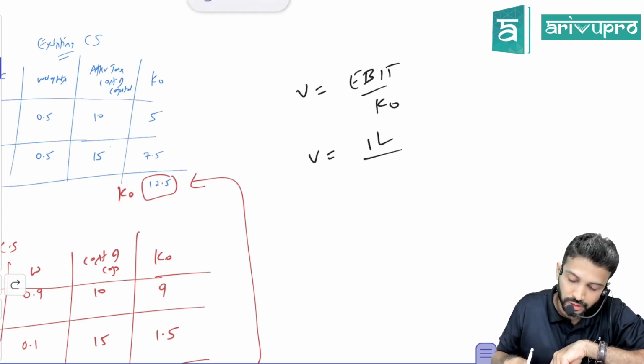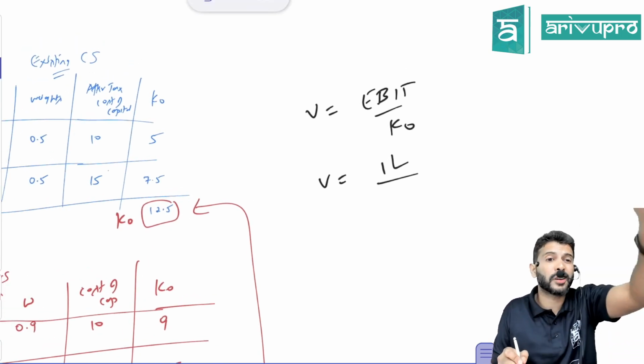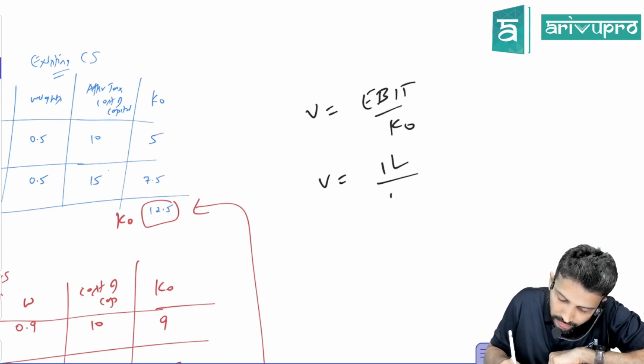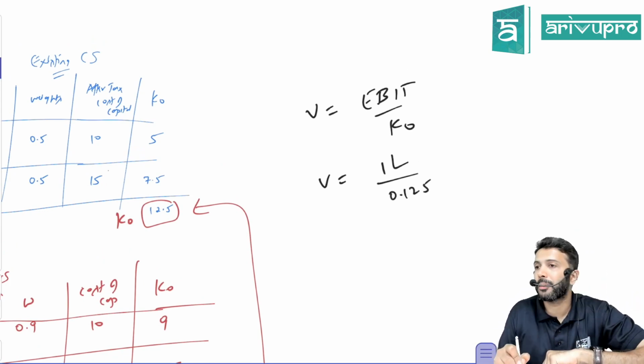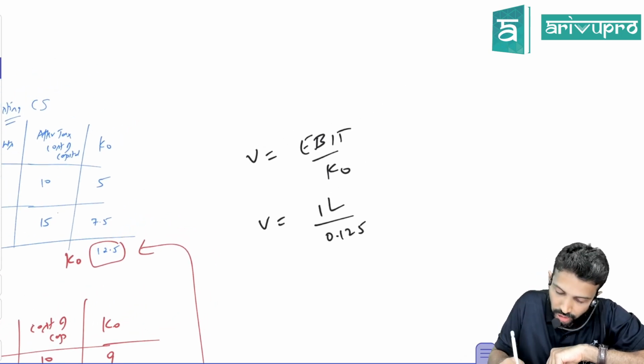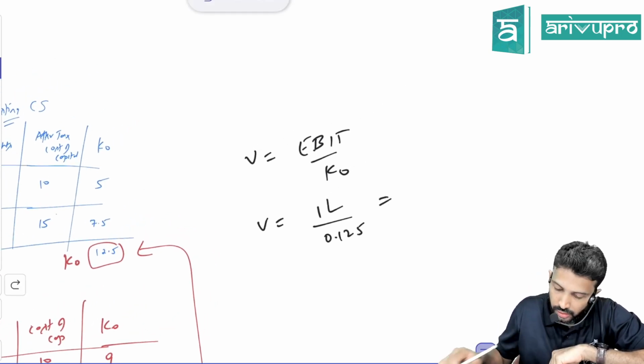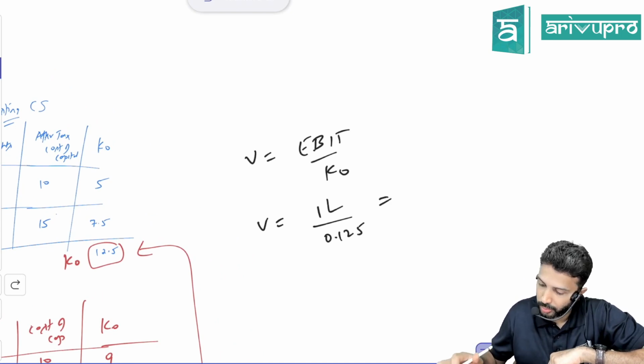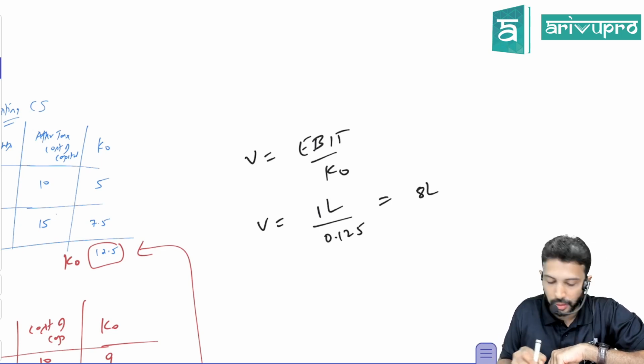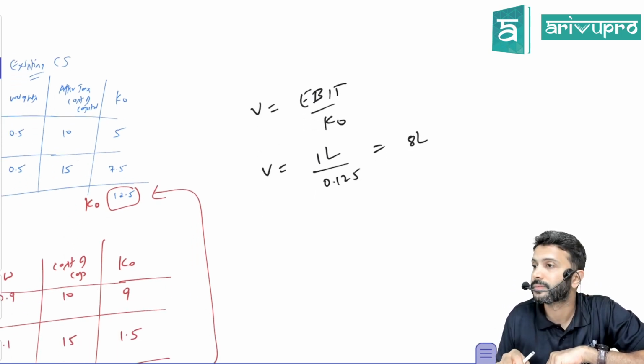How much is Ko for the existing capital structure? It is 12.5 percent. If you want to express it as a number, it will be 0.125. So how much is the value of the firm? 1 lakh divided by 0.125 is 8 lakhs. This is the value of the firm under the existing data.